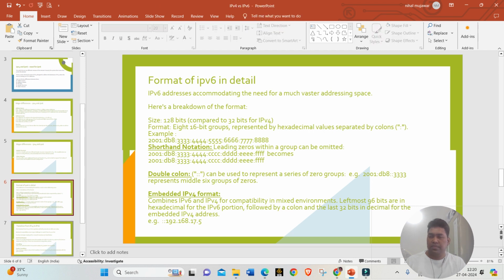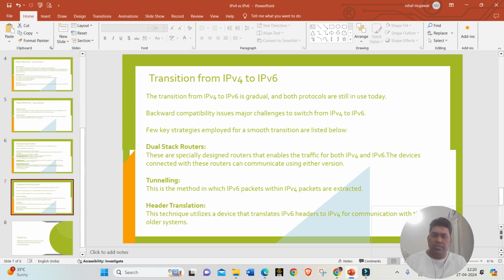Now, when we have a requirement in the future that we need to switch to IPv6, we need to start thinking about transitioning from IPv4 to IPv6. But a very important point in this regard is that due to backward compatibility issues, we cannot directly switch from IPv4 to IPv6. It needs to be done in a gradual manner. Backward compatibility is one of the issues.